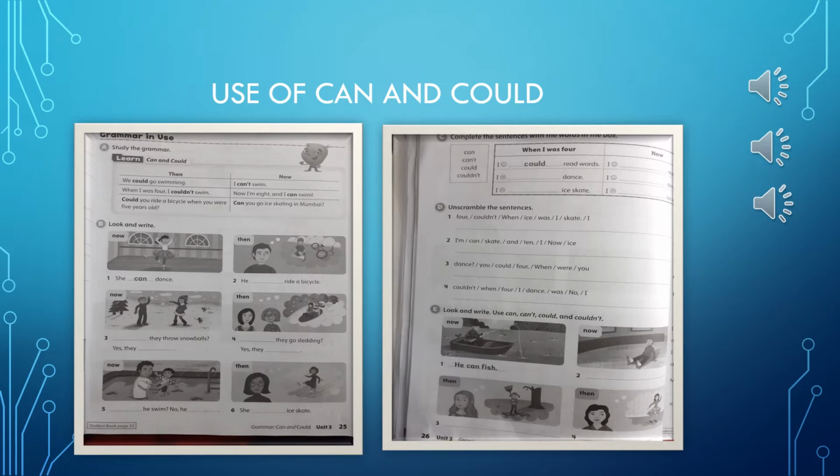Next is the "now" column. You have to fill in the blanks according to the sentences, and again you have to see the faces and then fill it up. I dash read books. The face is smiley. Now I can read books. I dash dance. I can dance. I dash ice skate. Oh, the face is again sad. That means I can't ice skate.